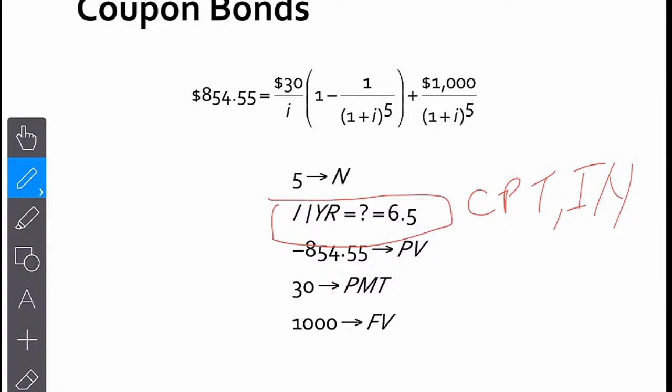I by Y. Not YR, but I have to edit that. Okay, and you will not get this answer unless you are cautious to have a negative as a PV and both of these as positives. You'll get an error unless you balance the equation.